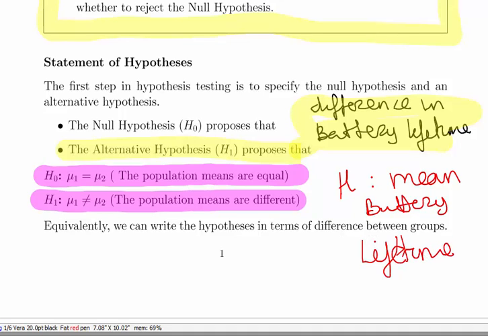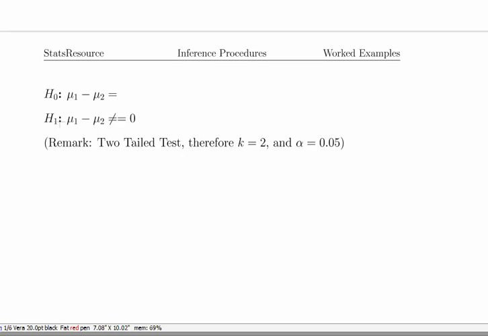Now, also what you can do is specify it in terms of the difference between groups. So it's equal to 0 or not equal to 0. Here, what we're doing is looking at the difference between the two means. And this emphasizes the expected value of the difference in means under the null hypothesis, which is 0. So that's helpful to look at things like that.